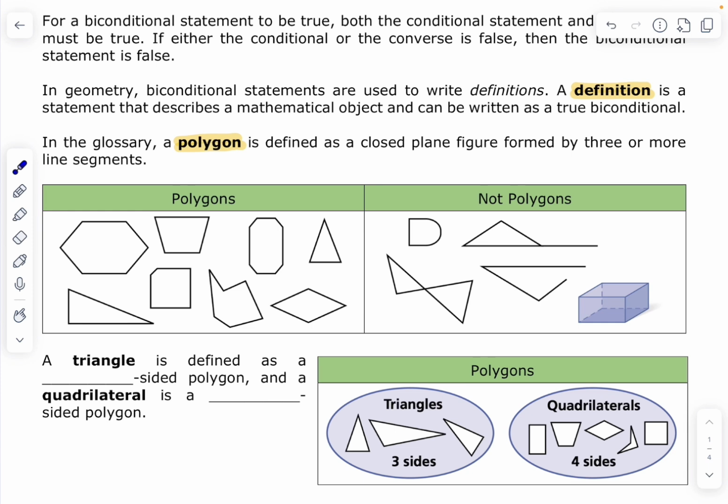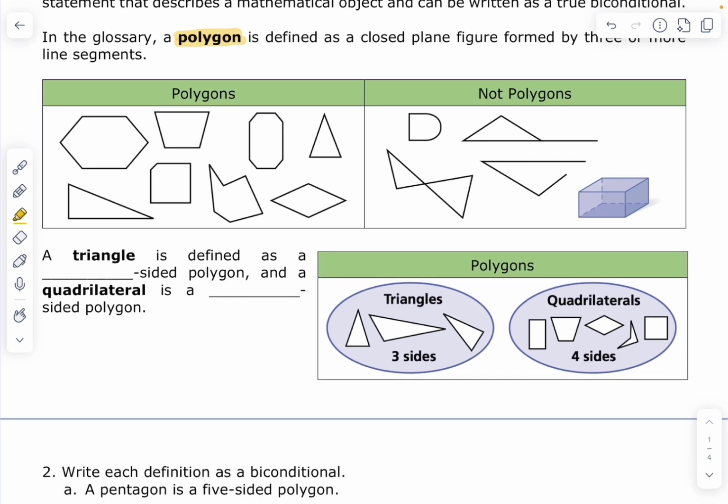And then the closed plane figure part of that means that it needs to be a 2D shape. So we cannot have our box here. That is not a polygon. Okay, a couple more definitions. A triangle is defined as a three-sided polygon. And a quadrilateral is a four-sided polygon.